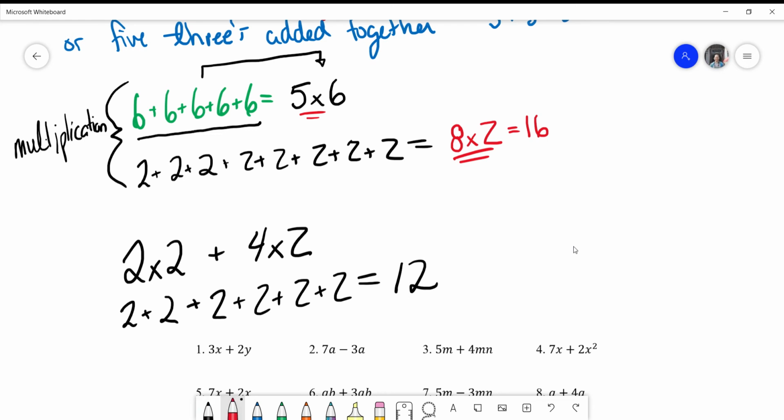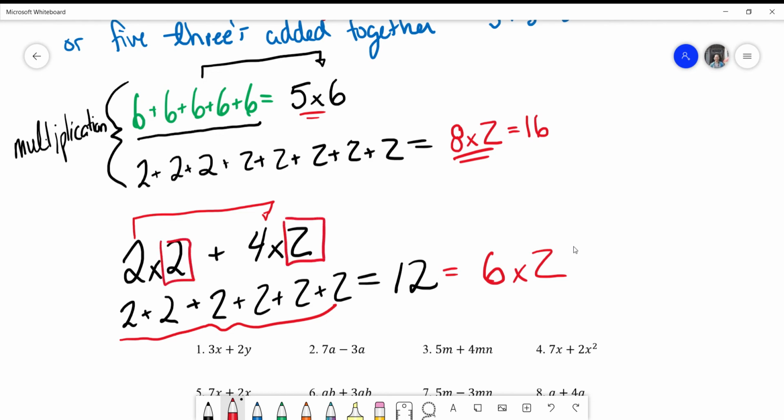Or what we can do is, since this is 2 times 2 plus 4 times 2, we can write this in a different way. 1, 2, 3, 4, 5, 6. It's just 6 times 2. So 2 times 2 plus 4 times 2. Since they're both multiplying the same value, we can just add the numbers before.